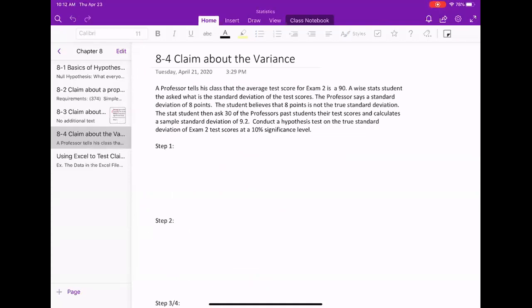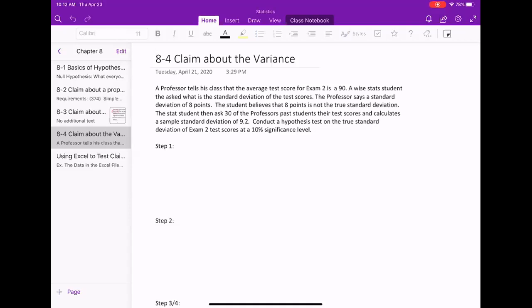So 8.4 is a claim about the variance or standard deviation, but it's titled Claim About the Variance. So a professor tells his class that the average test score for exam 2 is a 90. A wise stat student asked, what is the standard deviation of the test scores? The professor says a standard deviation of 8 points. The student believes that the 8 points is not the true standard deviation. So the student then asks 30 of the professor's past students their test scores, and they calculate a sample standard deviation of 9.2. So then the student conducts a hypothesis test on the true standard deviation of exam test scores at a 10% significance level.